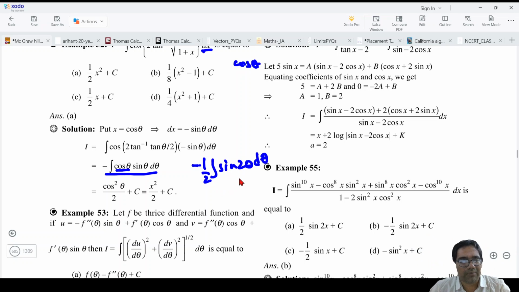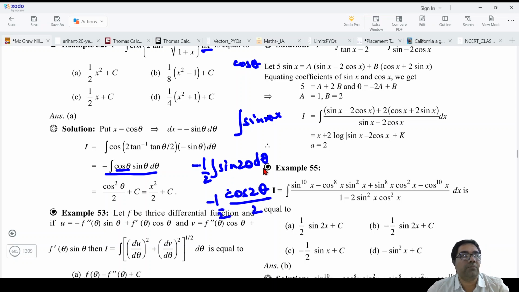Yes. Then what will become of this integral of sin 2 theta? We can directly use the integral of sin ax. Cos 2 theta by 2, there is a minus of. Should it be minus cos 2 theta? Yes, minus cos 2 theta by 2, so with the minus in front this becomes plus. So we are getting cos 2 theta by 4 kind of thing, right?